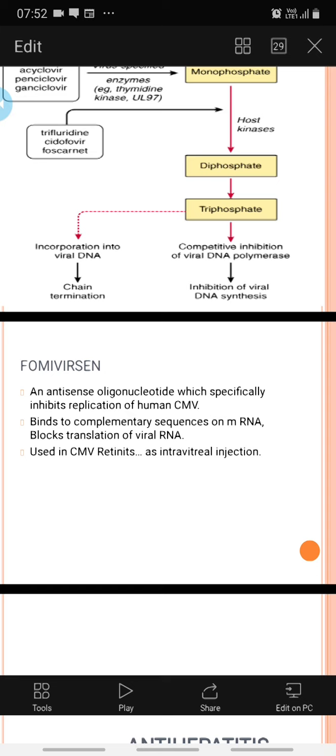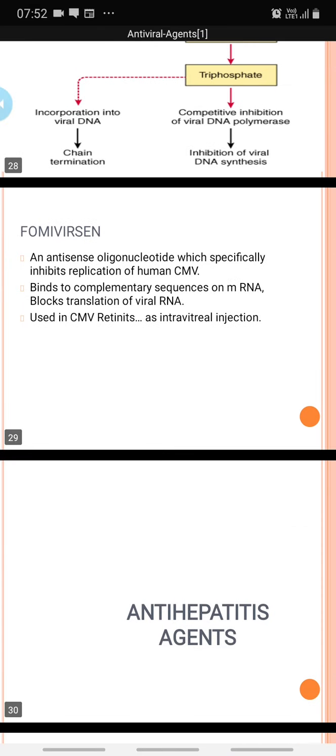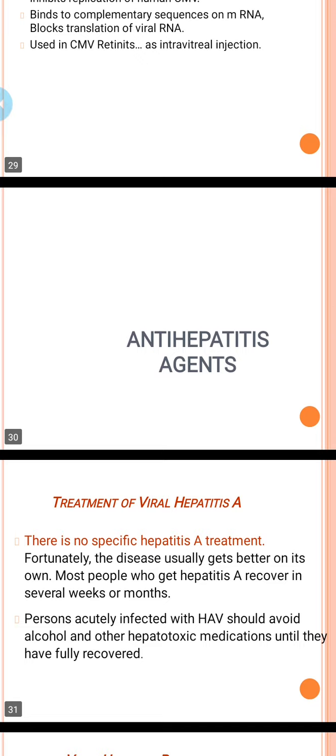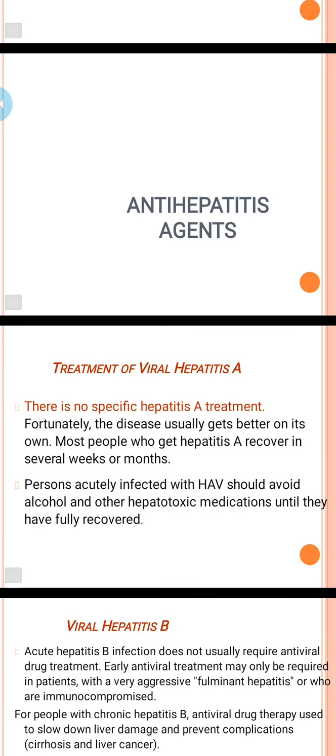So for cytomegalovirus retinitis, fomivirsen is an option. So these are the drugs for the different viruses of the herpes family. Among them you have to know in detail about acyclovir.